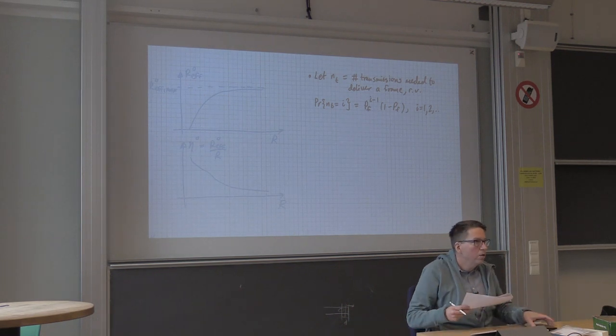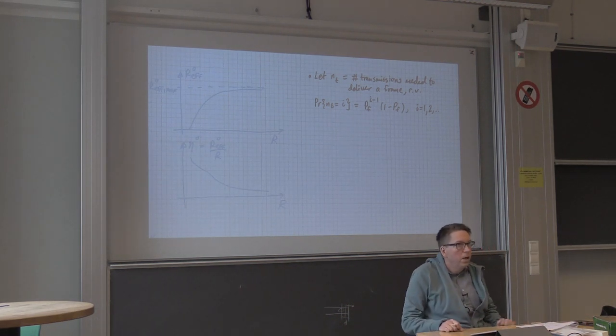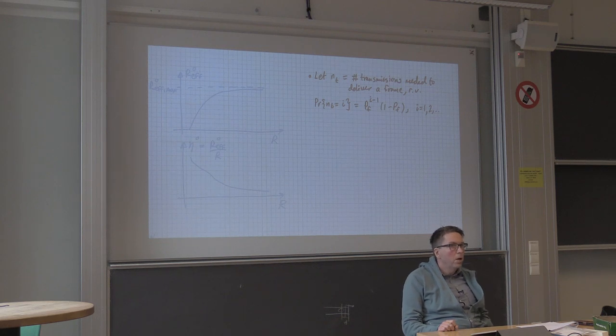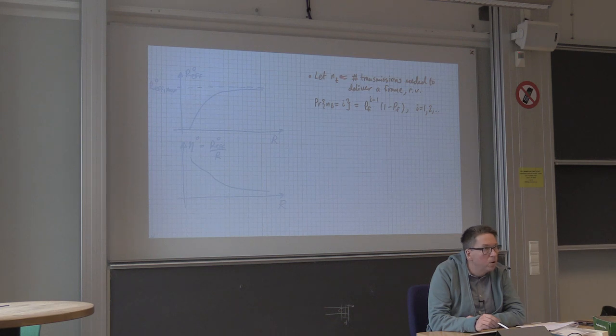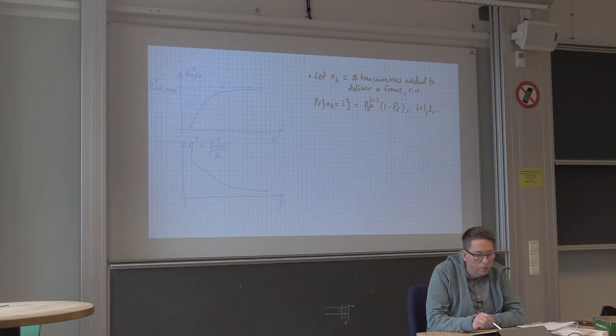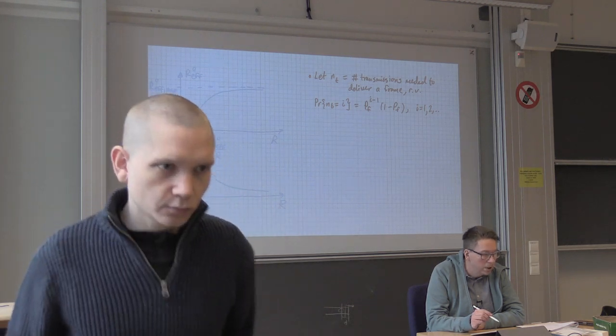All right, so let's continue our analysis of the effective rate of stop and wait when we now also allow for frame errors to occur. We finished off last hour by introducing the random variable nt, which is the number of transmissions needed to deliver a frame. The probability that nt takes on the value i is pf to the power of i minus 1 times 1 minus pf, defined for i equals 1, 2, 3, etc.